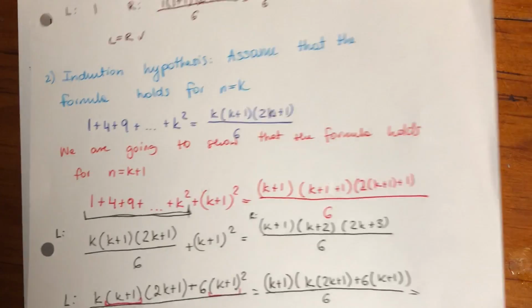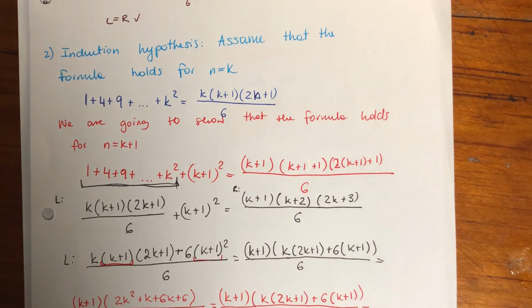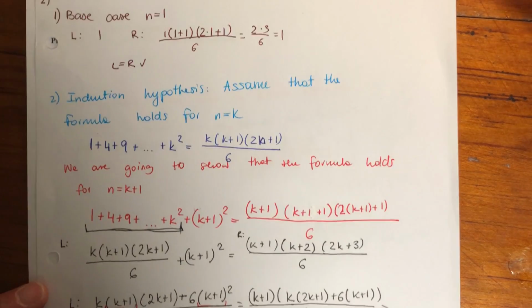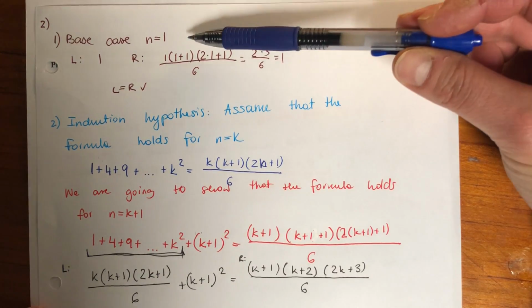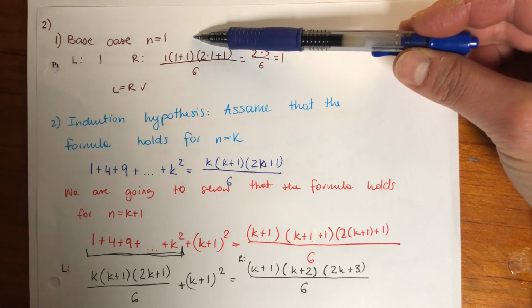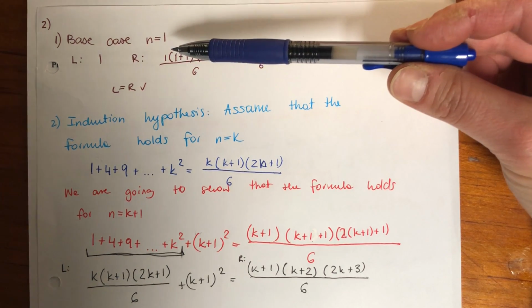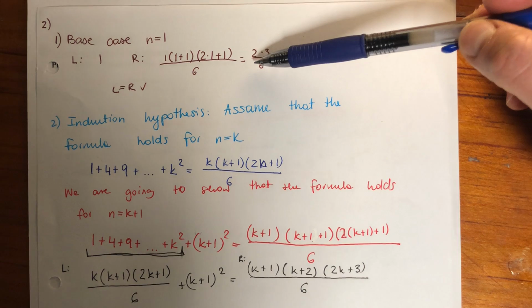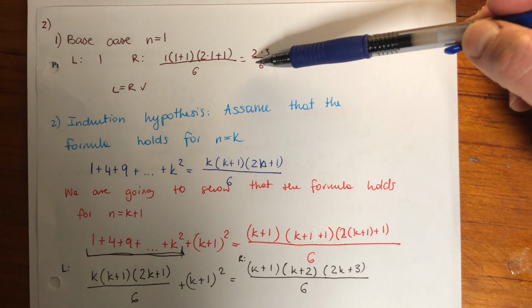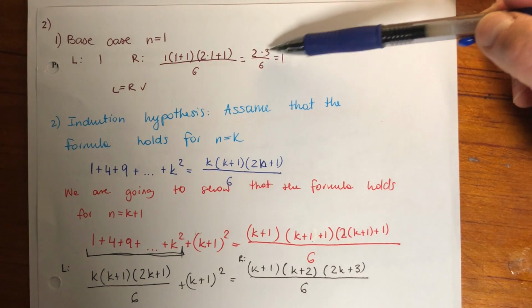The next problem took a little bit more calculations, but again, still the idea is the same. I check my base case. What happens when n is equal to 1? You take the first term, and then you plug in on the right hand side n is equal to 1.